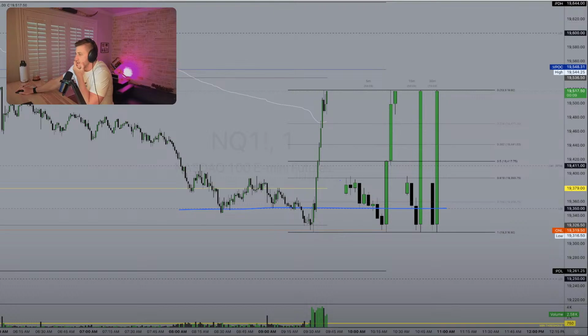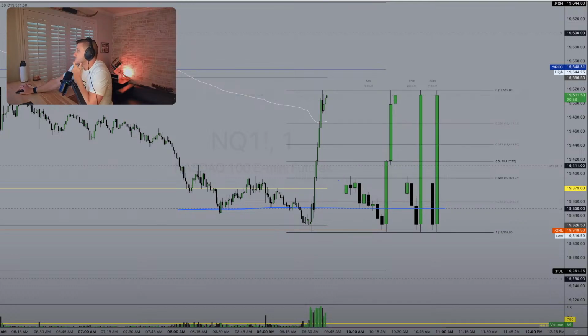NQ bumping into the session high again. We didn't even see the shallow fib tested there. Not yet, anyway. So still cash personally.